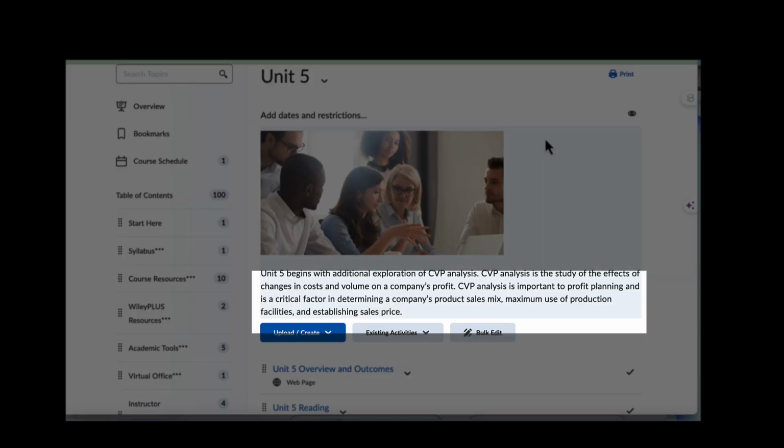to Unit 5 of our course. Unit 5 begins with additional exploration of CVP analysis.